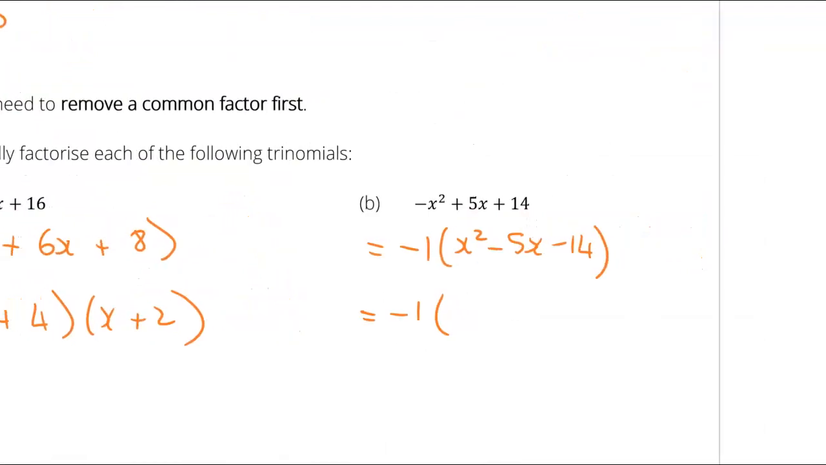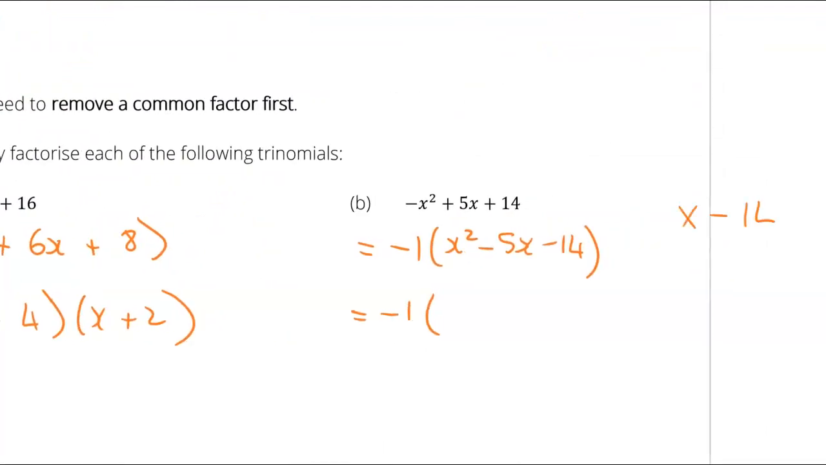All right, last one. Two numbers multiply to give negative 14, add to give negative 5. So we know that one of them's positive and one of them's negative. And what should it be? Plus 7 and negative 2. Very good.